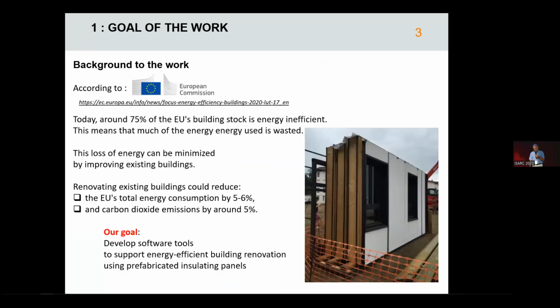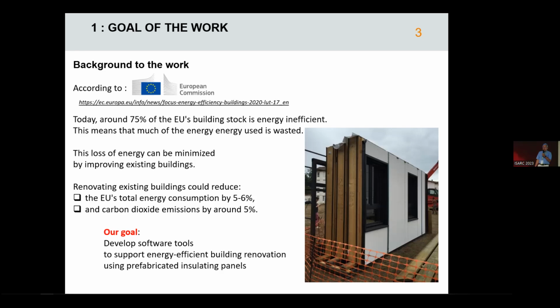Goal of the work. According to the European Commission, in this 2020 report, today in Europe around 75% of building stock is energy inefficient. We have already spoken of that in the previous presentation. This means that much of the energy used is wasted. This loss of energy can be minimized by improving existing buildings, because if we wait for new construction, it's going to take 100 years.